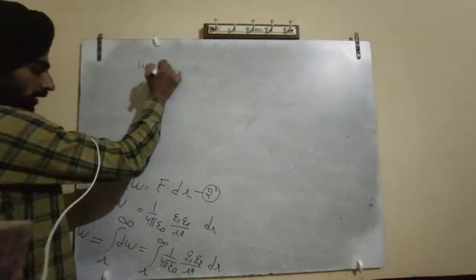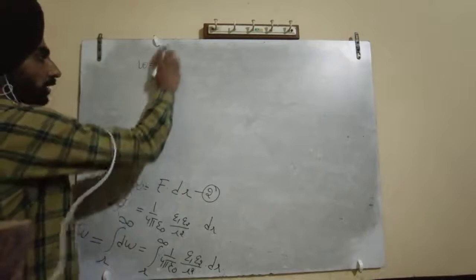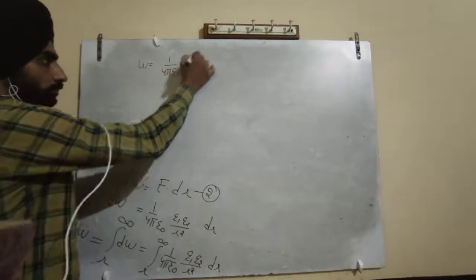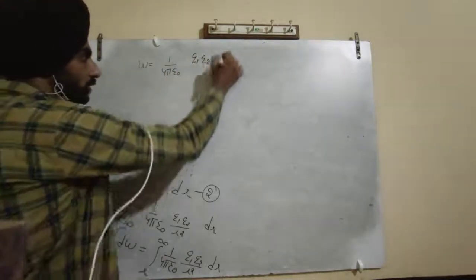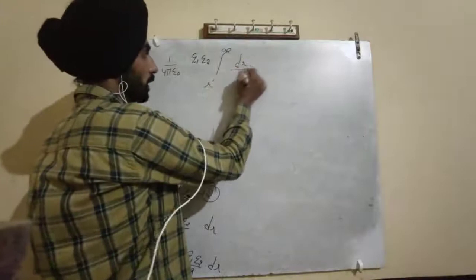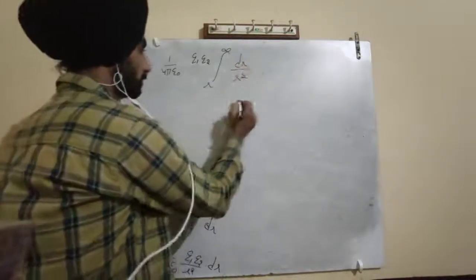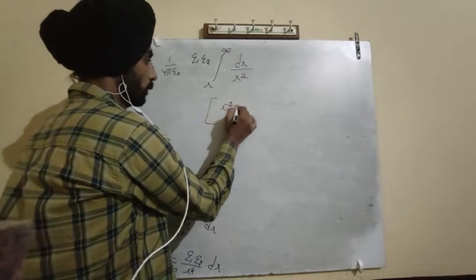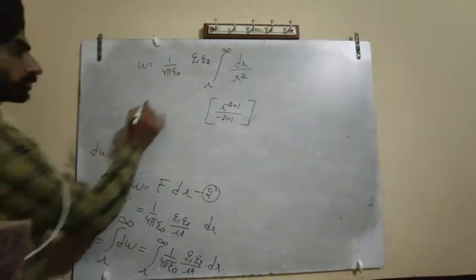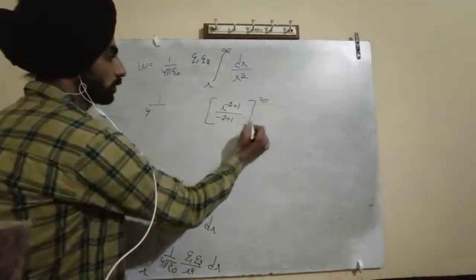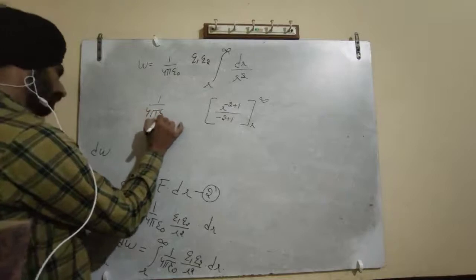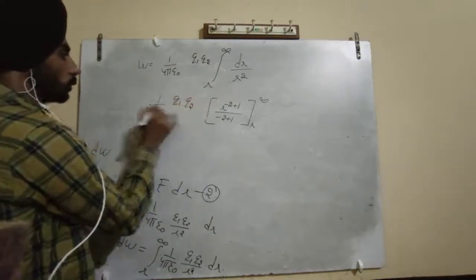So the complete work done will be the integration from infinity to r. Remove all the constants outside: 1 upon 4 pi epsilon naught q1 q2, integration from infinity to r of dr upon r square. So what will be the integration? -2 plus 1, -2 plus 1. You know how to do the integration. 1 upon 4 pi epsilon naught q1 q2, and this is the work done.